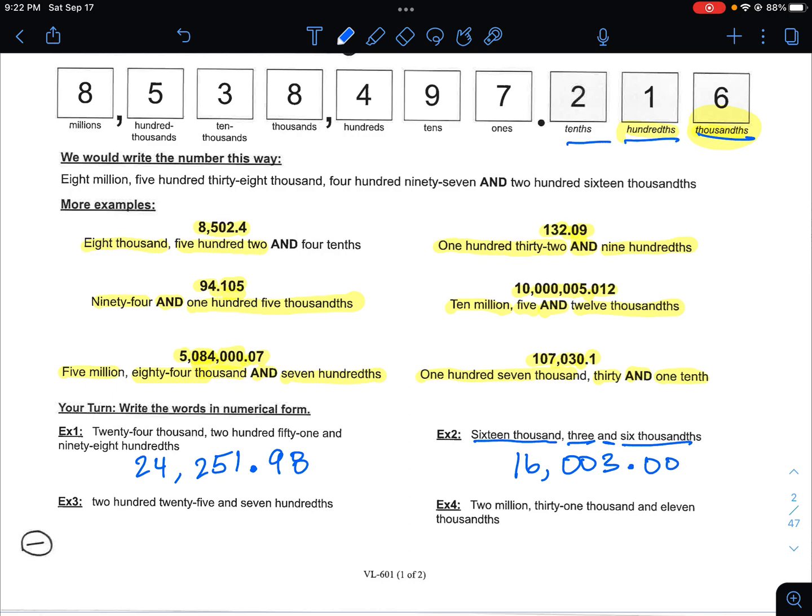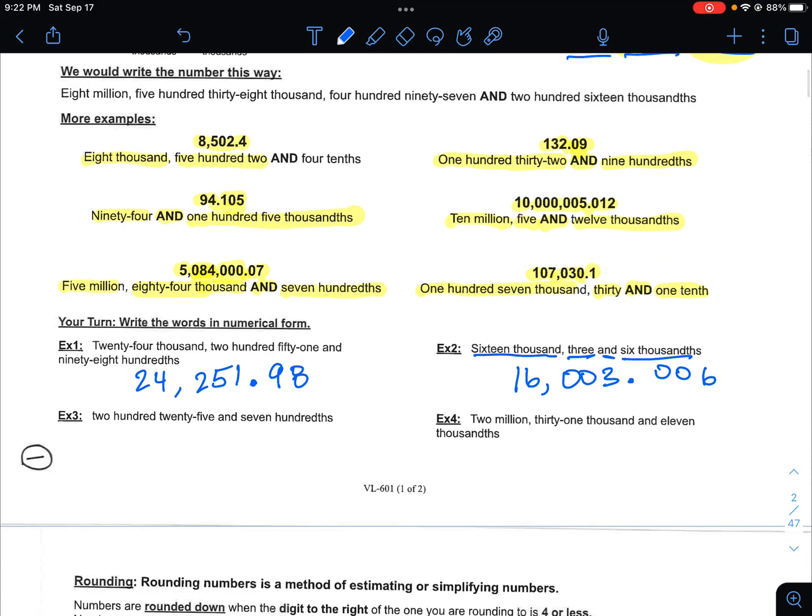So you've got to have 3 decimal places. You would not put the 6 first, because then this looks like it says 600 thousandths, right? So that's not correct. So we would need to put 006. All right, let's look at the next one.